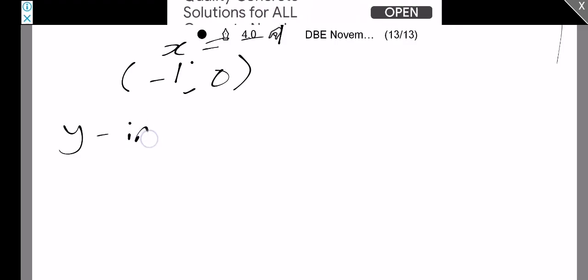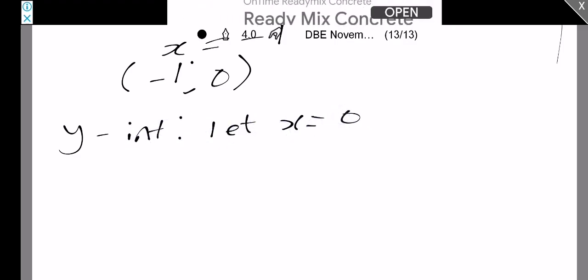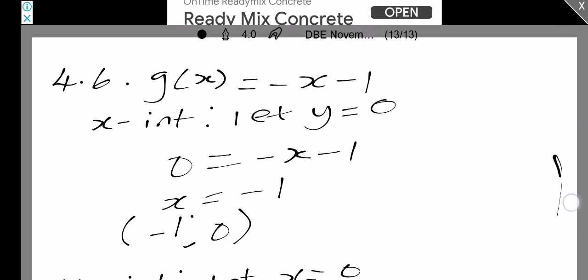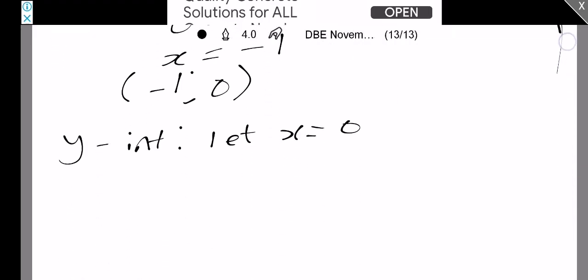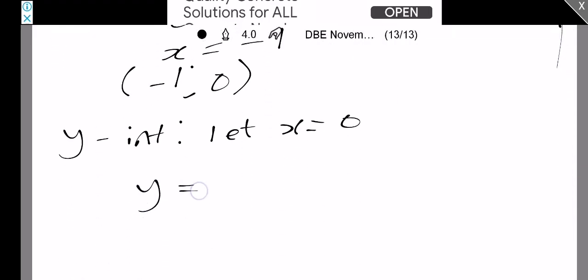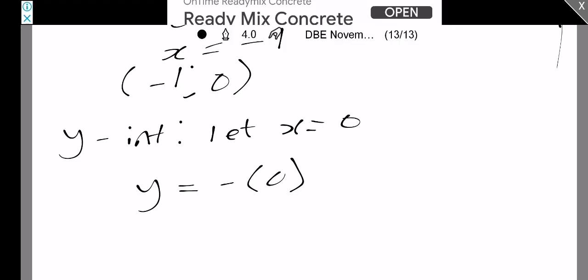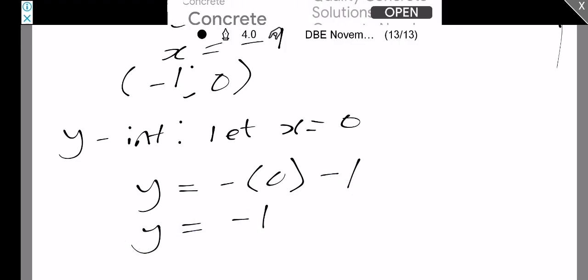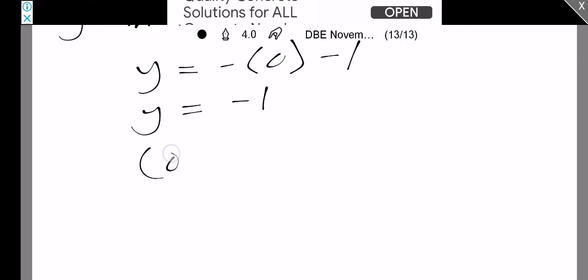For the y-intercept, we let x equal 0. So y is going to be equal to negative 0 minus 1. y is going to be equal to negative 1. In coordinate form, it's (0, negative 1).